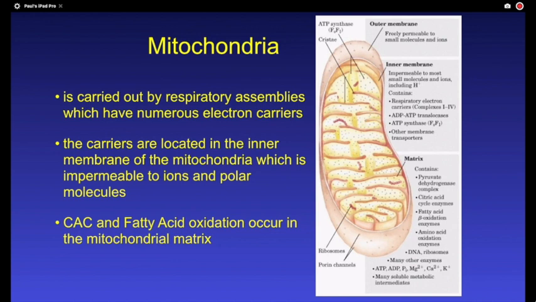The citric acid cycle, the majority of it, and fatty acid oxidation also occur in the mitochondria. We've looked at the citric acid cycle. We have not looked at fatty acid oxidation at this moment in time. Also, the pyruvate dehydrogenase complex is inside the mitochondria. That's the one stage between the citric acid cycle and glycolysis.